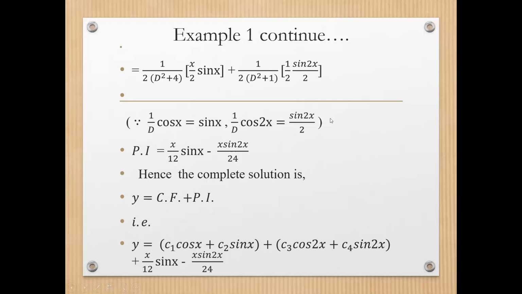Now, here I have also given the result. 1 upon D is integration of cos x, which is sin x. 1 upon D cos 2x is nothing but sin 2x upon 2.